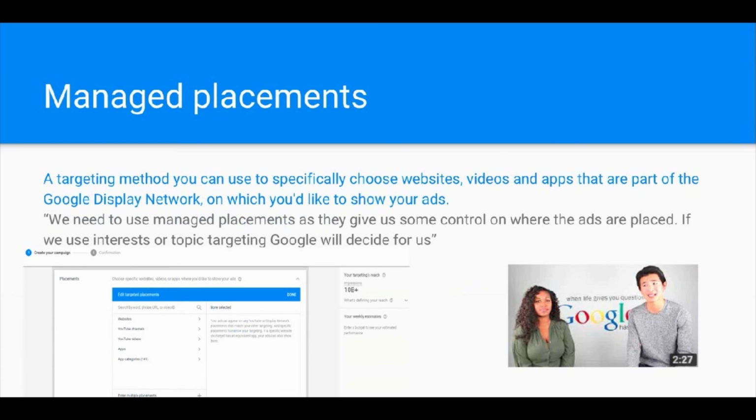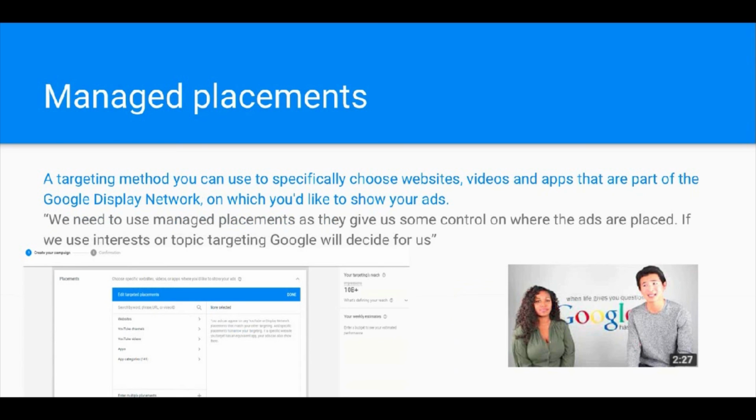Rather than having Google decide where to place your ads, you can have control with managed placement. Managed placements are a targeting method you can use to specifically choose websites, videos, and apps that are part of the Google Display Network on which you'd like to show your ads.